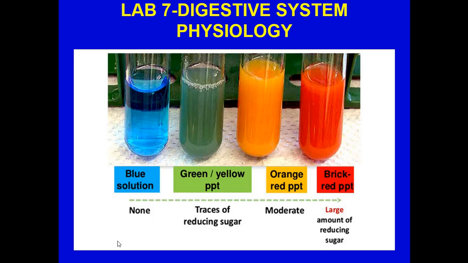What happens is that you start seeing progressive color changes based on the concentration of maltose present. Green-yellow, precipitate, tells you that there are traces of the reducing sugar. In this case, that's what they mean by maltose. When you get to orange, or an orange-red, that's a moderate amount. But when you get brick red, that's when you've got a large amount of reducing sugar.